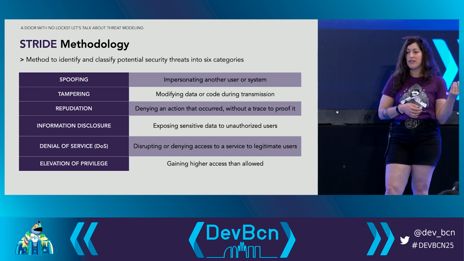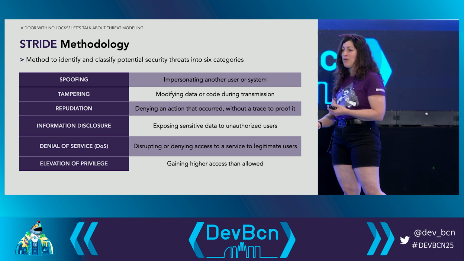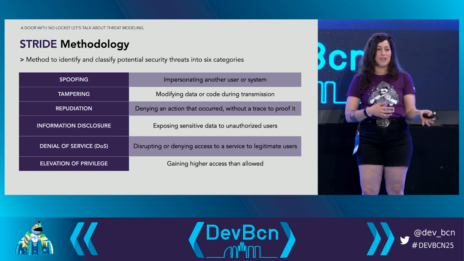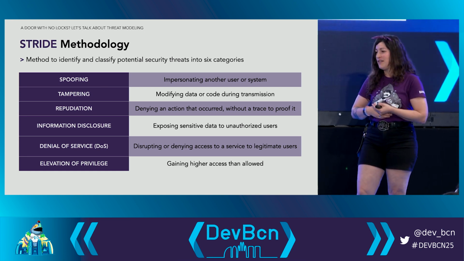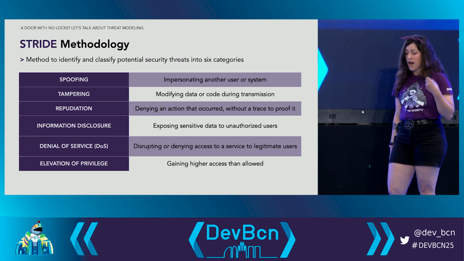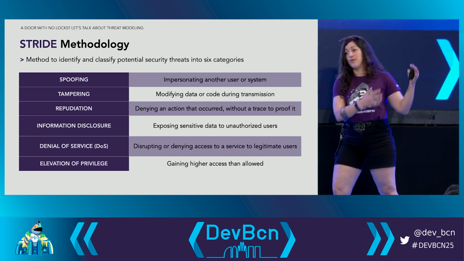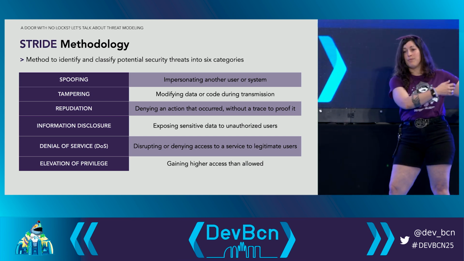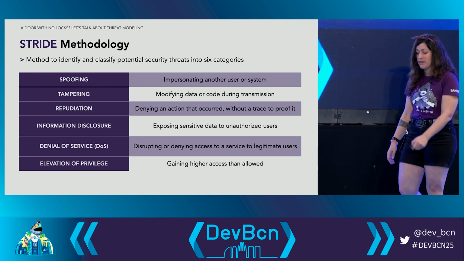Spoofing is when someone is impersonating somebody else. A machine can pose as a legitimate machine and they're not. Someone can be stealing your identity and posing as if they were you. Tampering is when you modify data during transmission, like if you do a man in the middle, you can modify everything to your convenience.